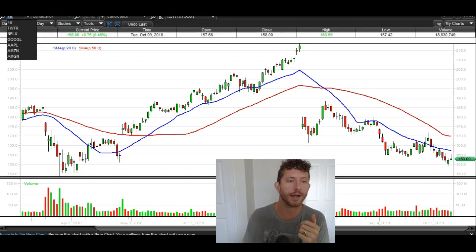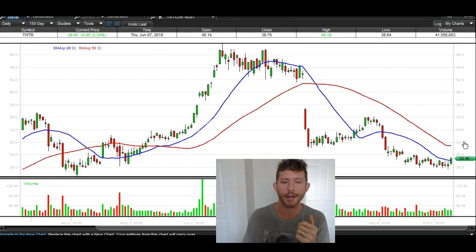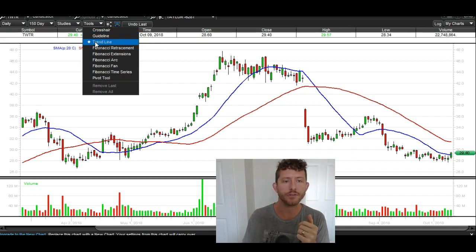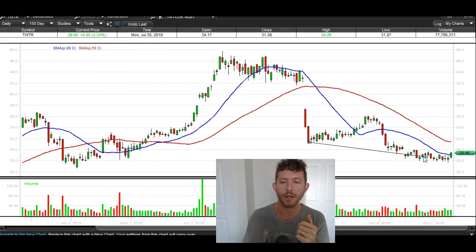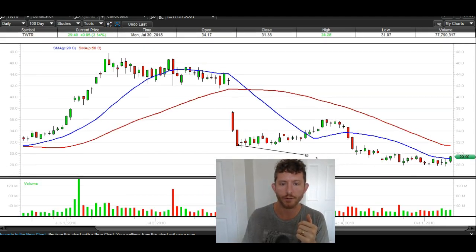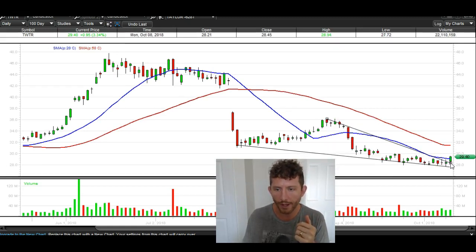The next one we're going to take a look at is Twitter. Twitter here is at a nice little level, with a similar setup to Facebook. It has a little bit of a falling wedge look to it as well. There's the bottom side, and I believe today we broke out of that little range. I'm going to zoom in a little so you can see a better picture. Here's the bottom side of that falling wedge, and here's the top side. We broke over that little trend line. We also broke over last week's highs right there.